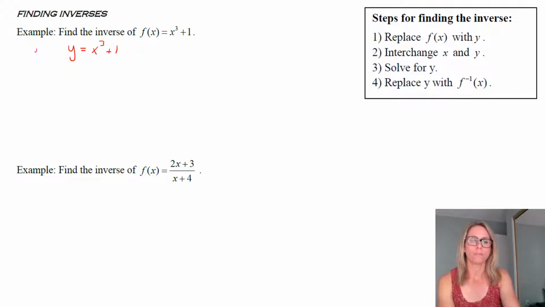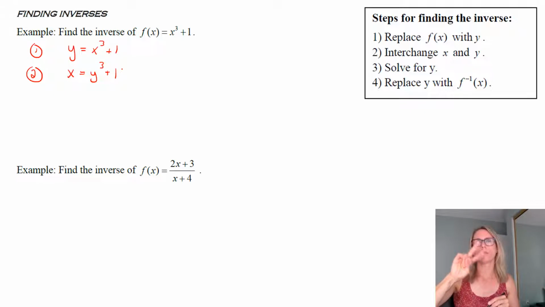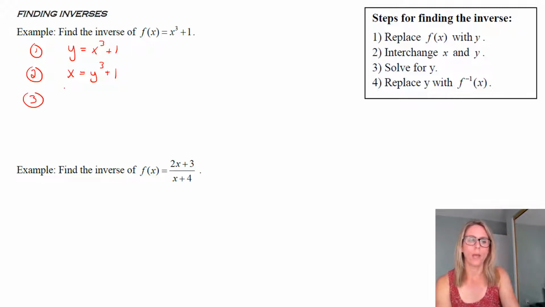So first step, make sure it is y. Then the second step is to interchange x and y. You can think about this logically because you know that every point on a function and its inverse has the x and y flipped. So we're going to flip the x and y and then see what we get when we solve for y. So we get x equals y cubed plus 1. We're going to solve it for y. That's going to give us x minus 1 equals y cubed. And then I'm just going to flip it around. I'm going to take the cube root of both sides.